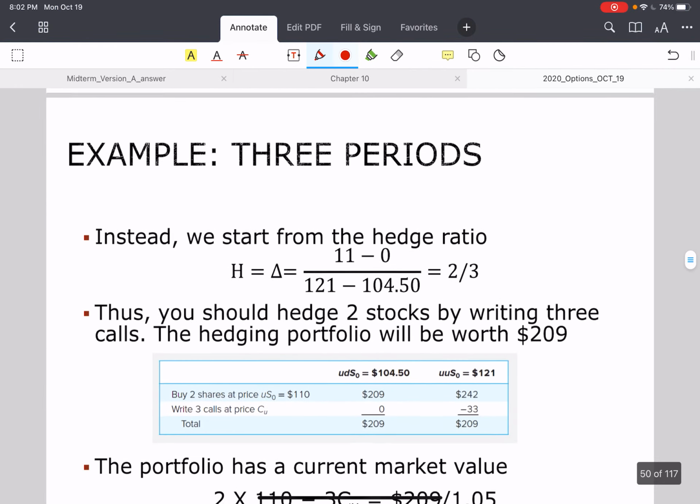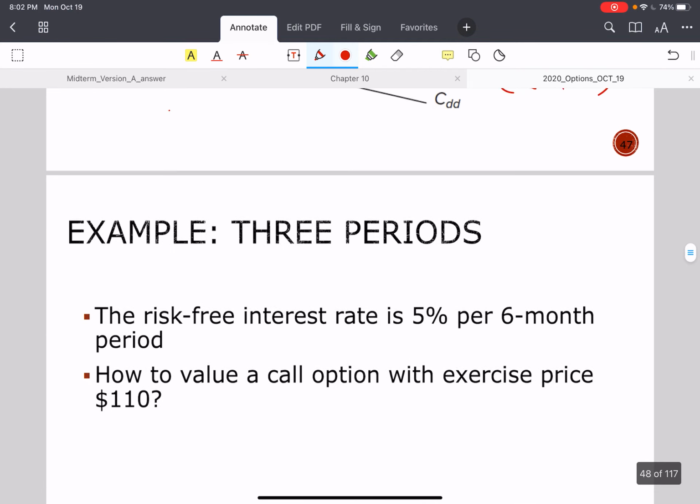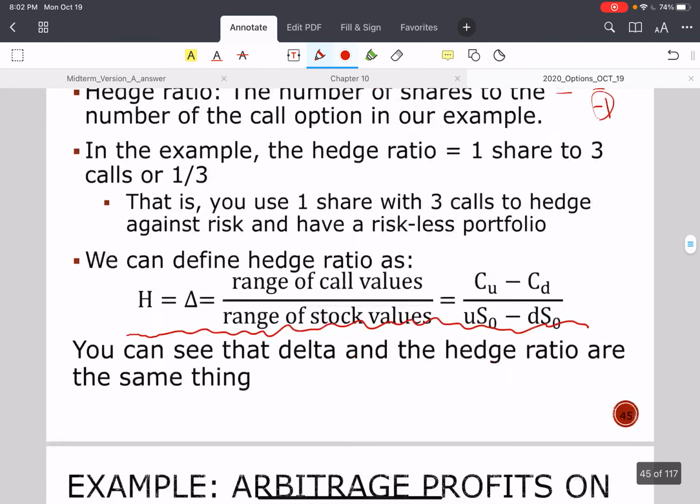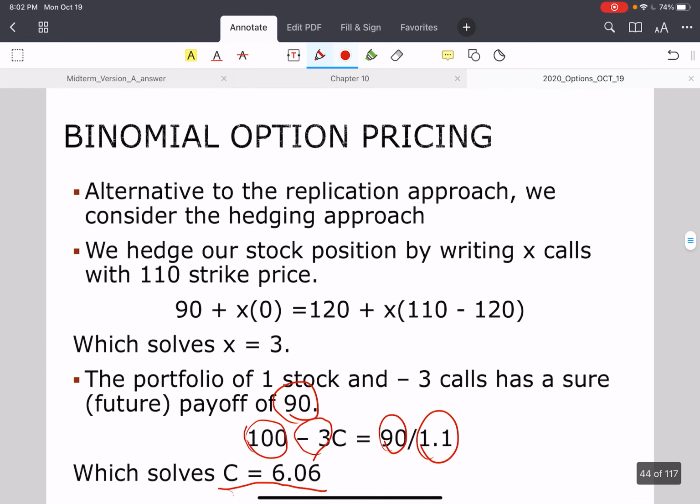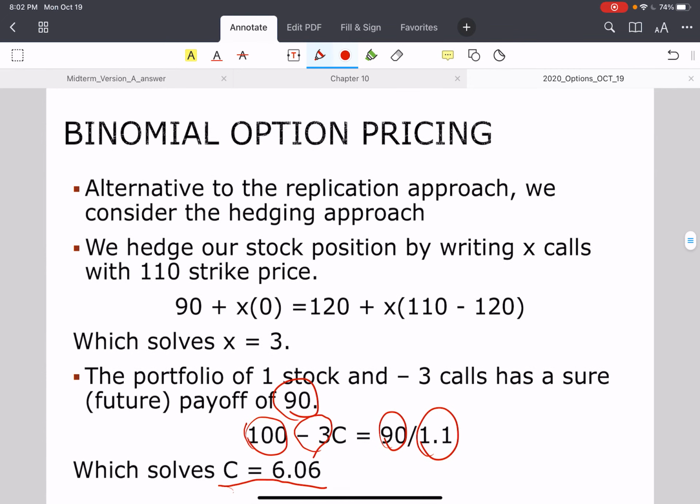So in the binomial pricing approach, we discussed this hedging portfolio, right? So here we learned we can actually hedge one stock with a short position in 3 call options, right? So basically it tells you that if you have a short position in call, then you should take a long position in stock, right?